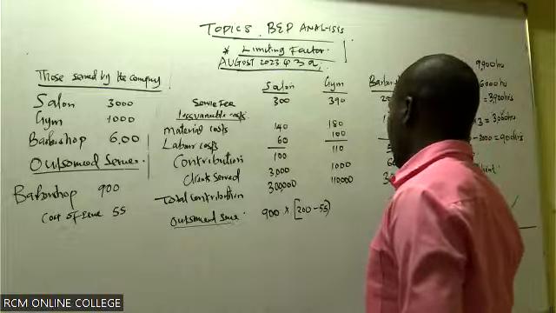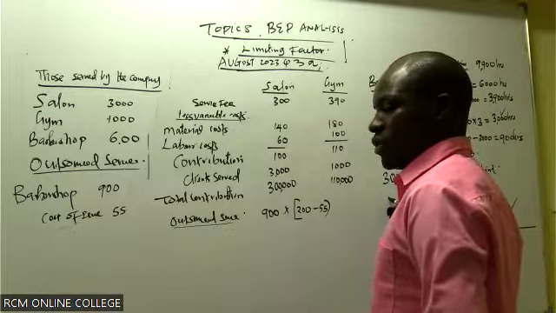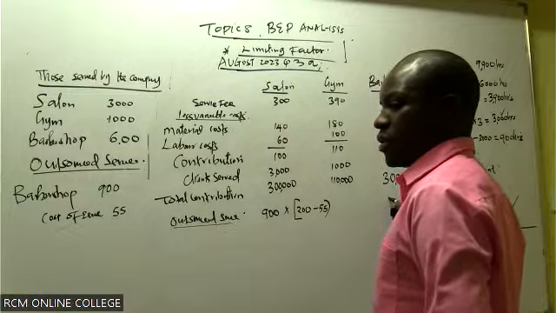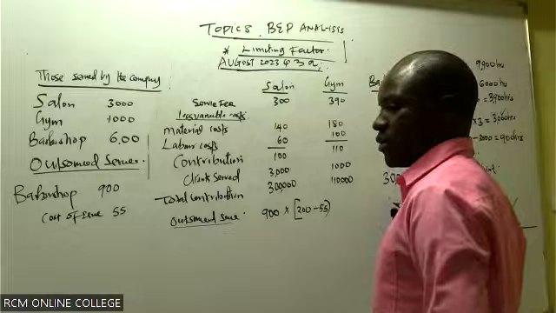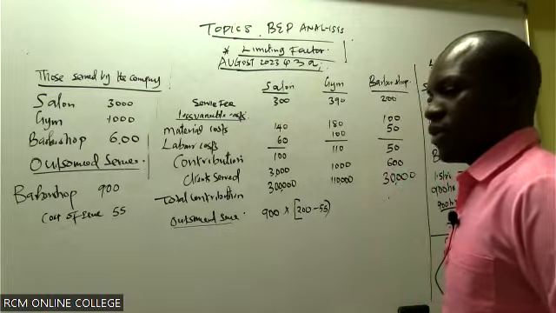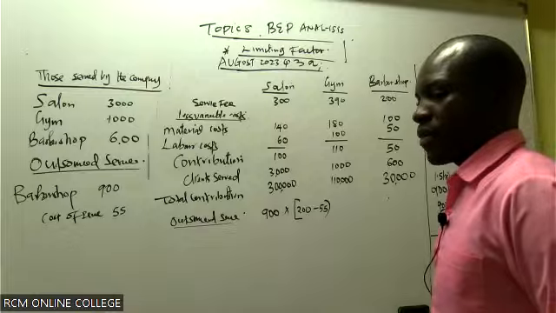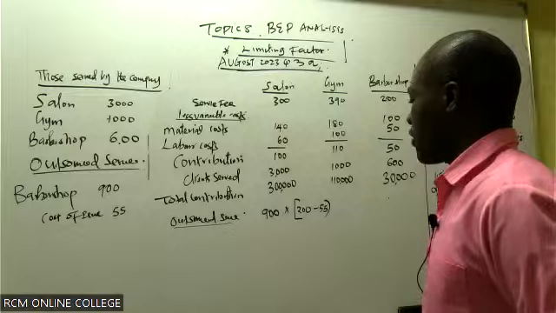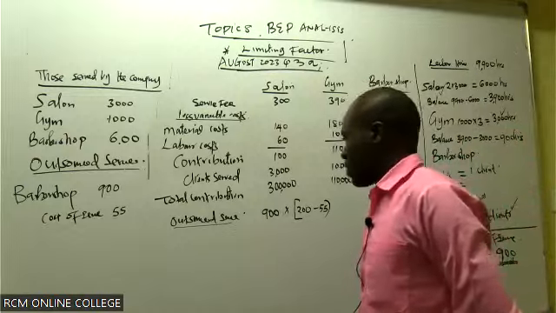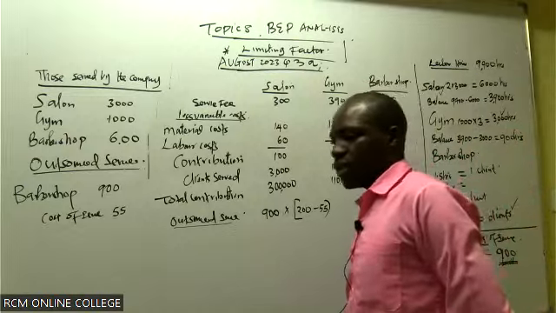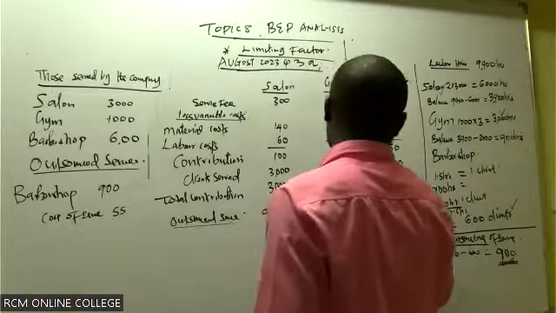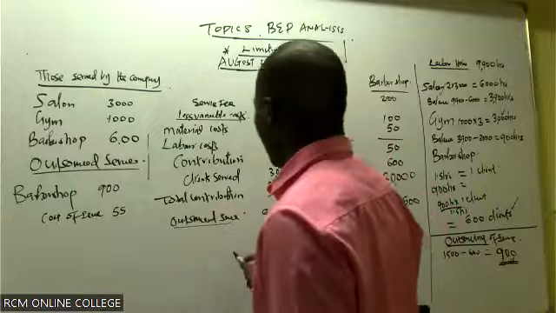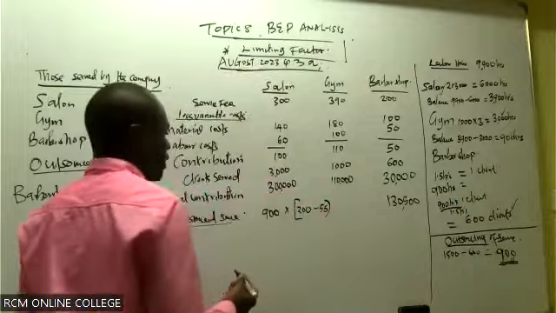Tell me, what contribution do you get? What contribution will you get here? 145 by 900. 145 by 900, how much will we have? 130,500. Is it 130,500? So remember, you're supposed to prepare the income statement.